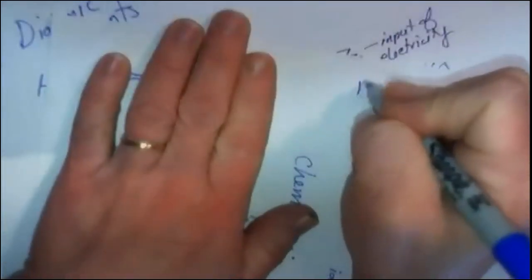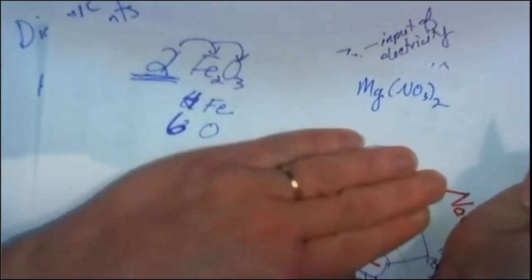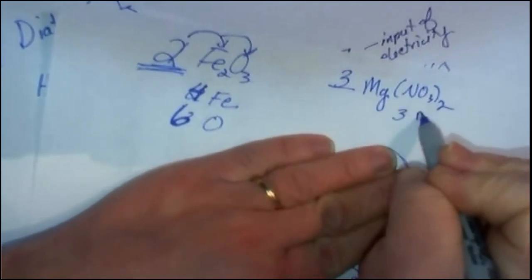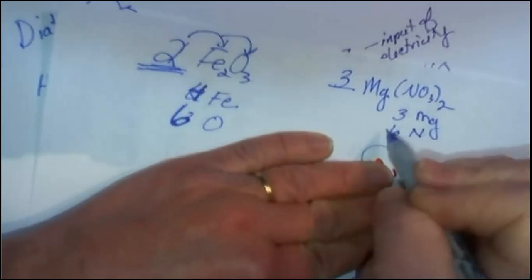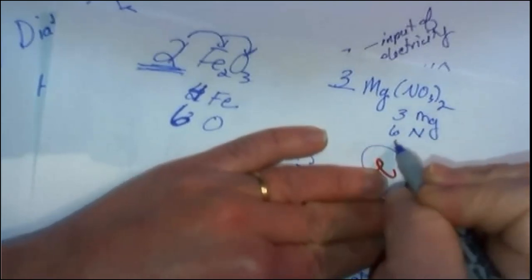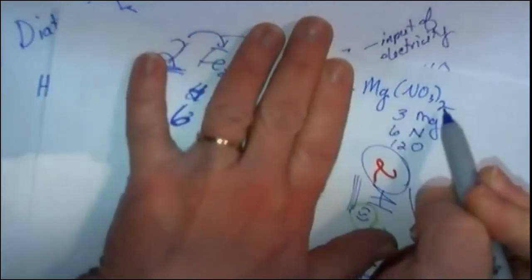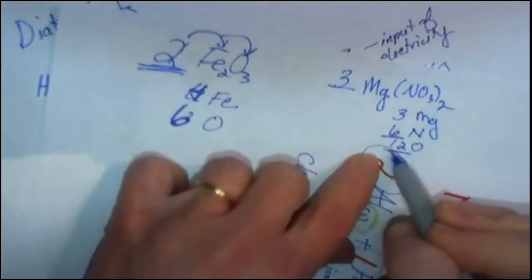The same with, let's say, magnesium nitrate. If I need a coefficient of 3, then I have 3 magnesiums, 6 nitrogen, and then 12 oxygen. Yeah, because if this is a 1, I would have 2 nitrogen, but with the 3, they would multiply to be 6, and then with the 3, they'd multiply to be 12.